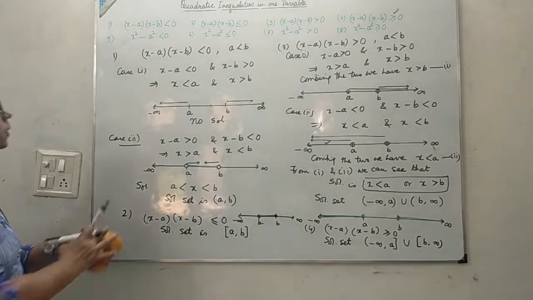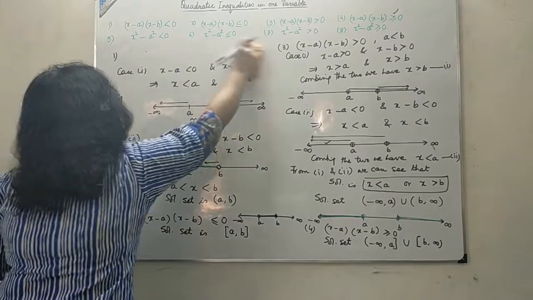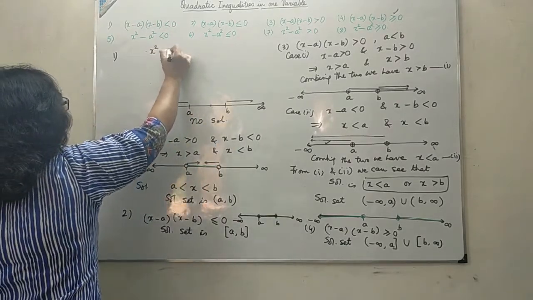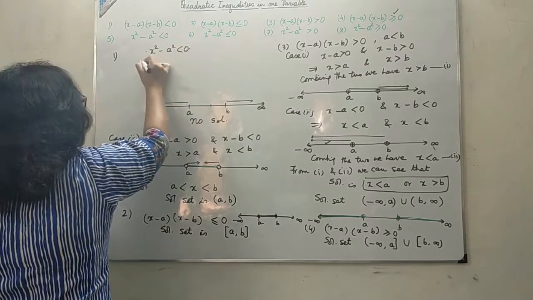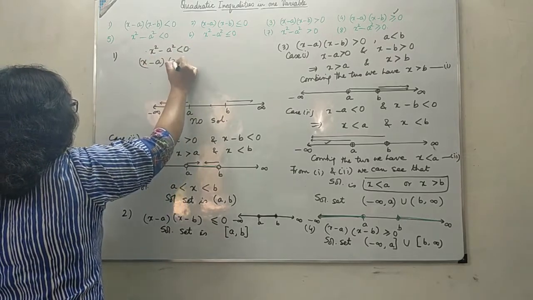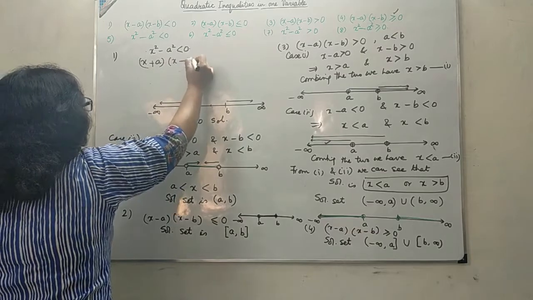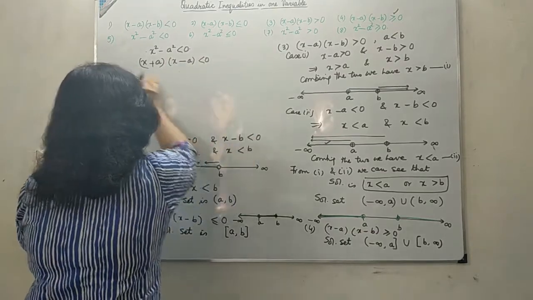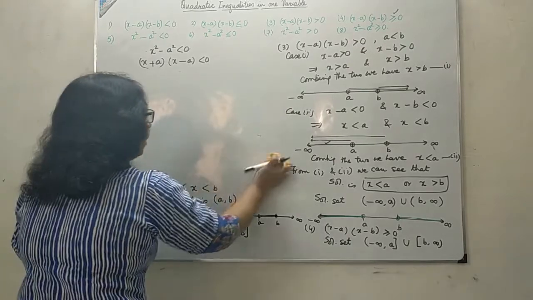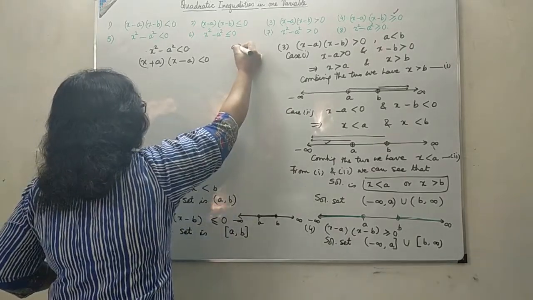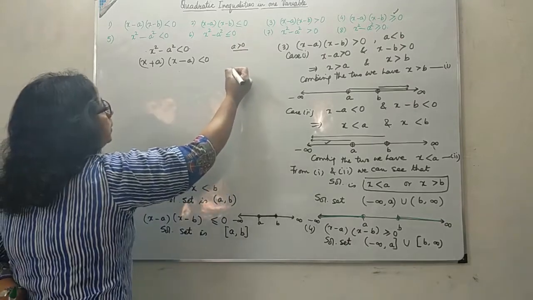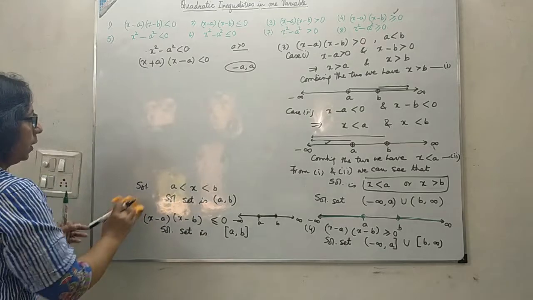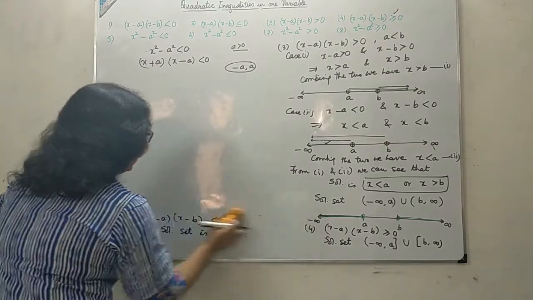Now let us take the inequality fifth, where we have x square minus a square less than 0. So this can be factorized as x minus a and x plus a. Now you can see the two factors, two roots will be here minus a and a. Obviously a we have taken as a positive number, suppose. Then we have minus a and a as the critical points.